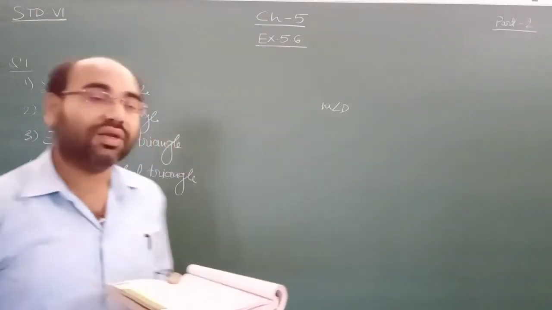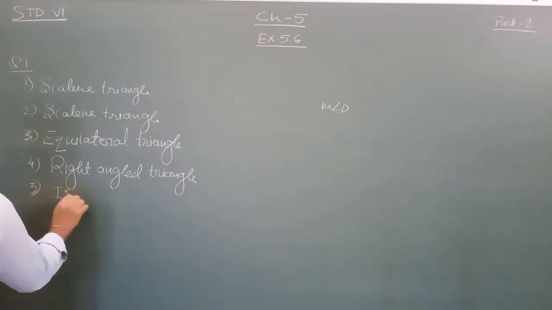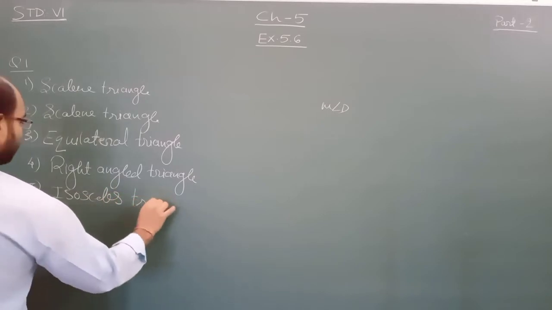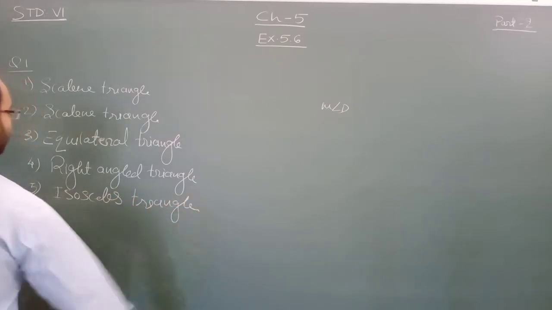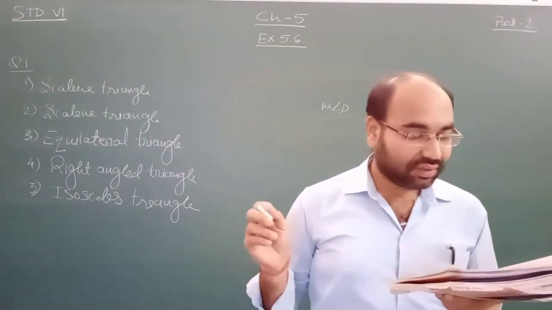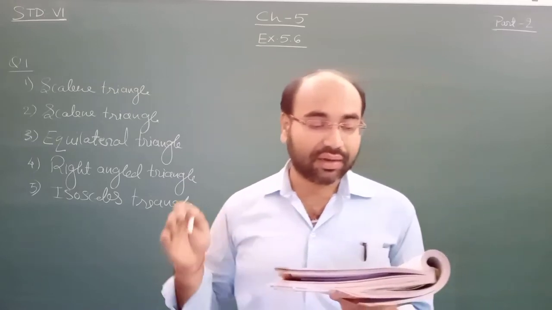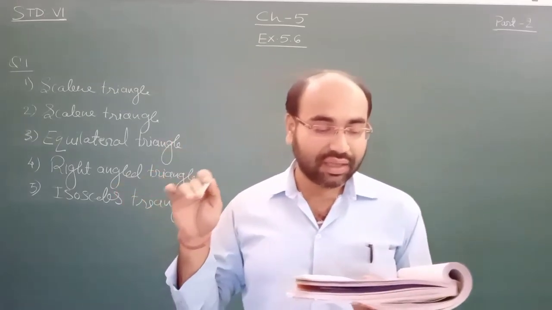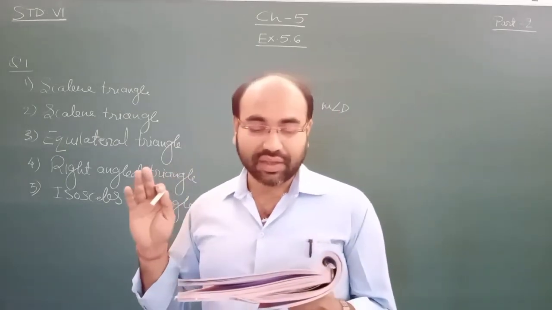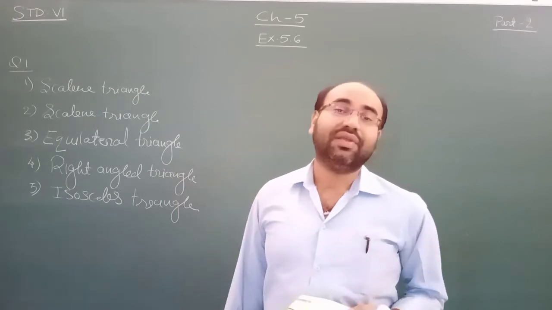It's correct. It should be isosceles triangle. Now sixth one, triangle LMN with angle, measure of angle N is equal to 30, measure of angle M is equal to 70 degree, and measure of angle N is equal to 80 degree. Then it will be which type of triangle?